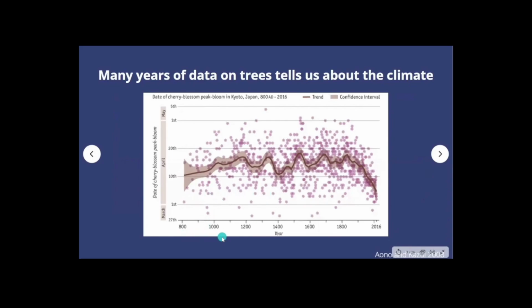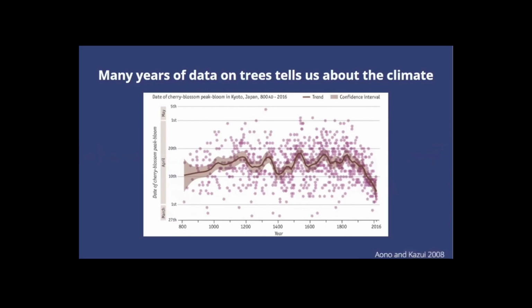So here you have all the hundreds of years of information that was collected by non-scientists in the city of Kyoto on flowering in cherry trees. And you can see that for most part of the history, the cherry trees are flowering between 10th and 20th of April. And only in the last 50 or 60 years, they are beginning to flower earlier, and now they are flowering between 1st and 10th of April.